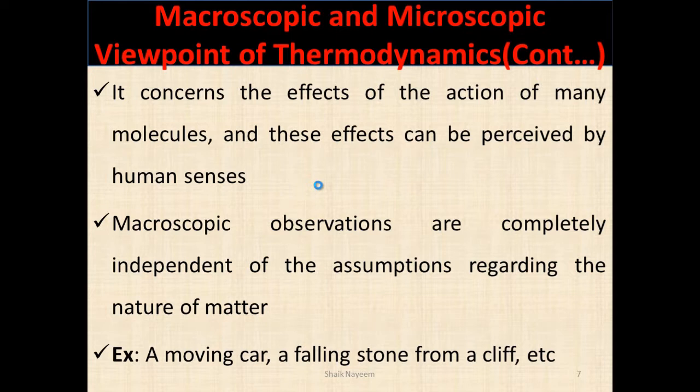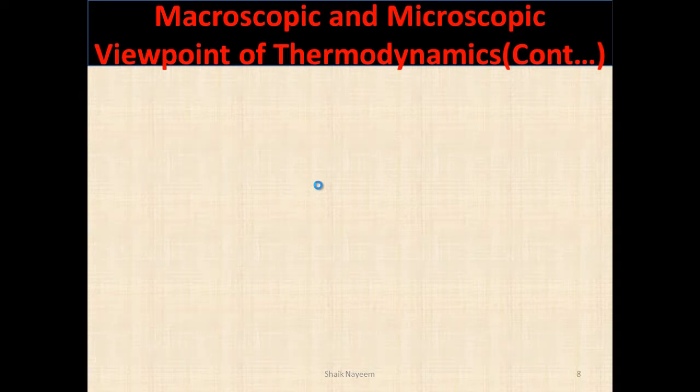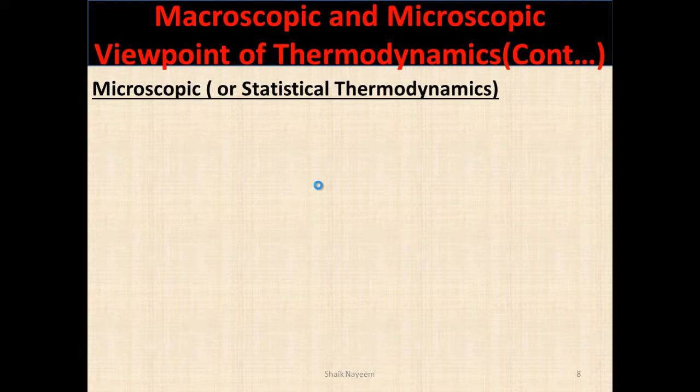Here we are talking about how many components it is divided into, and what the shapes of the components are. These things we will talk about at a macroscopic level, not at a microscopic level. Then coming to the microscopic viewpoint, or microscopic thermodynamics, we will call this statistical thermodynamics.